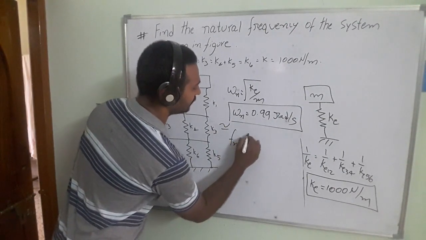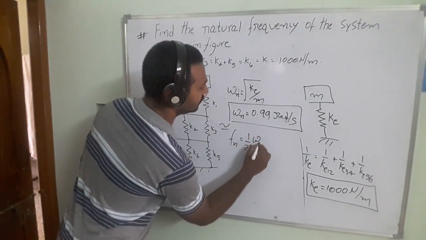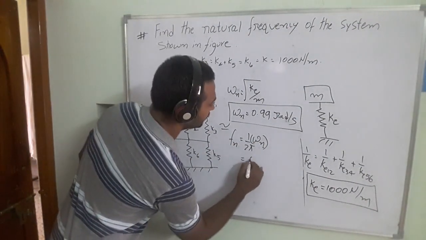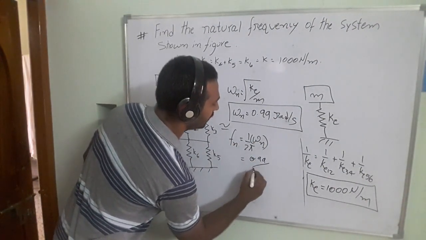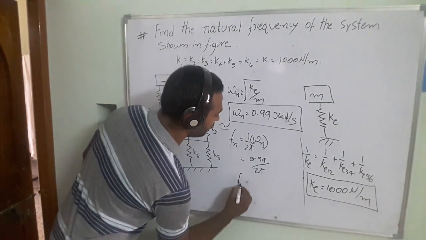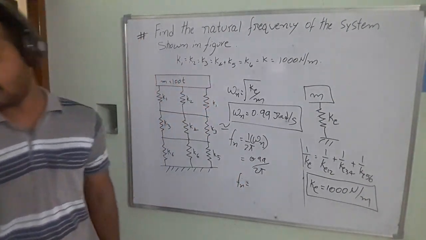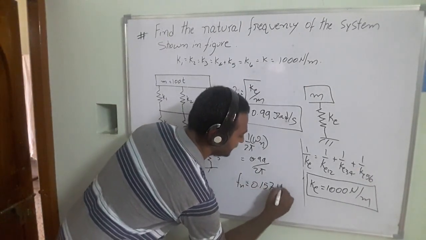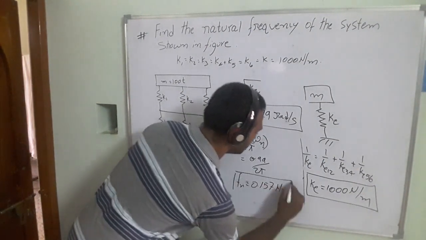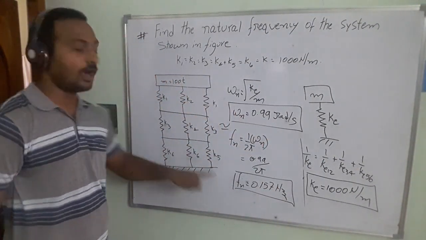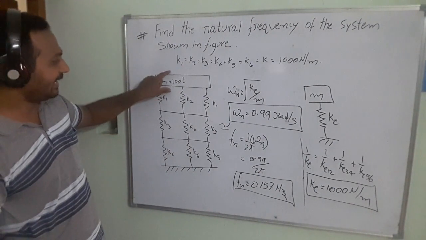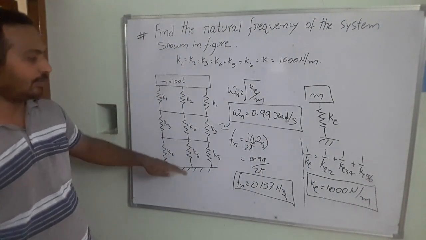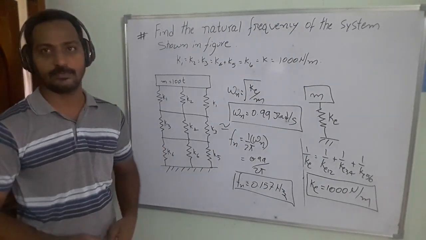Once you have calculated the natural circular frequency, then we can calculate the natural frequency, Fn is equal to 1 by 2 pi into omega n, right? So from this, what we are getting is 0.99 by 2 pi. Fn is equal to how much value? That is 0.157 Hz. So this is the natural frequency of this system when the 100-ton load is acting on this system. Thank you.